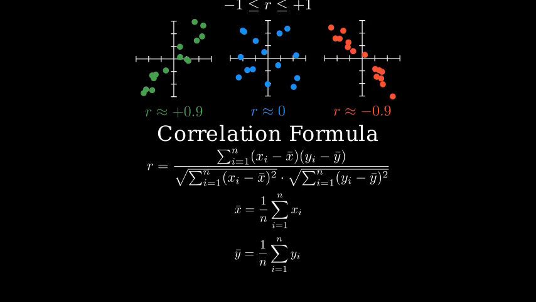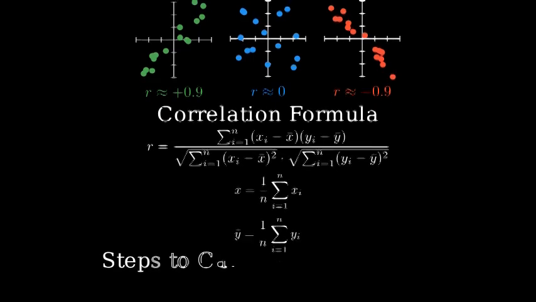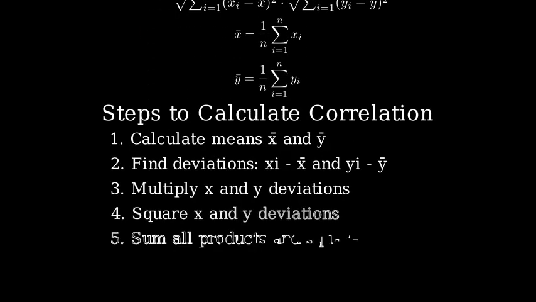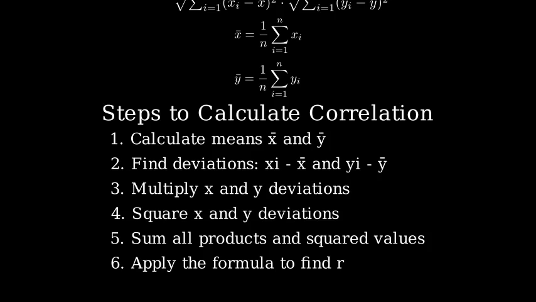The numerator measures how x and y vary together, while the denominator normalizes the result to ensure it falls between -1 and +1. Let's break down the steps to calculate the correlation coefficient. Step 1. Calculate the means of the x and y values. Step 2. Find the deviations by subtracting the mean from each value. Step 3. Multiply the x and y deviations for each pair.